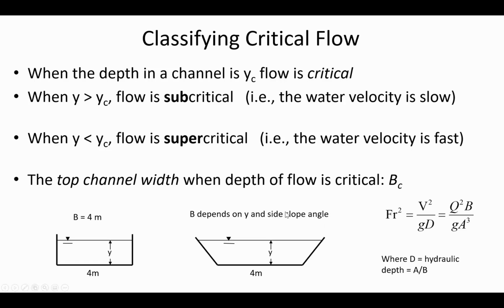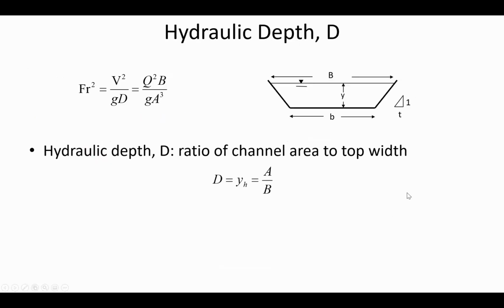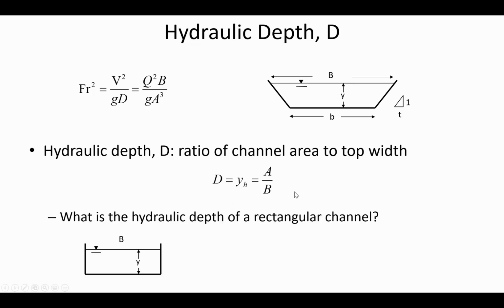Okay, so we've gone through the definition of Froude number and how to classify the flow regime. Hydraulic depth is something that I've introduced before, and it's simply the ratio of the area of the channel to the top width. And so here's the formula for the hydraulic depth.